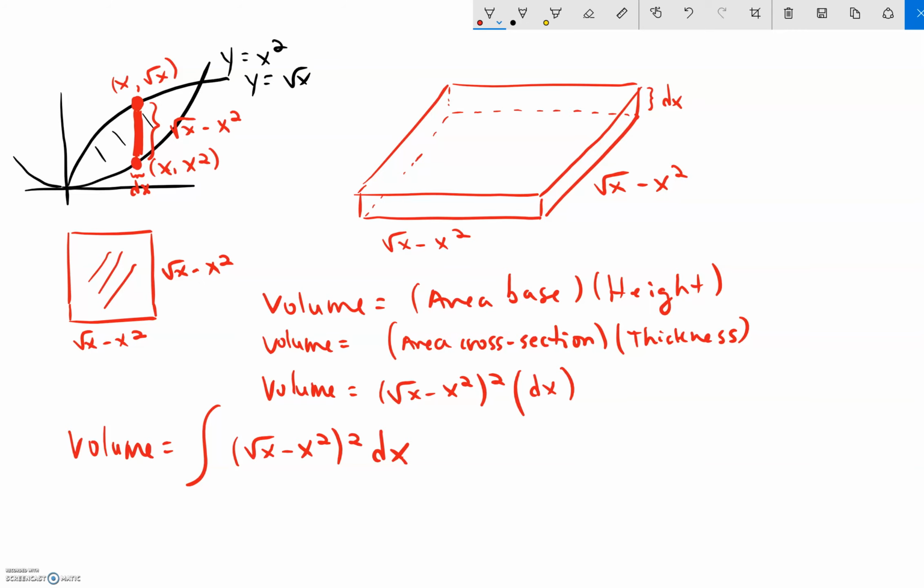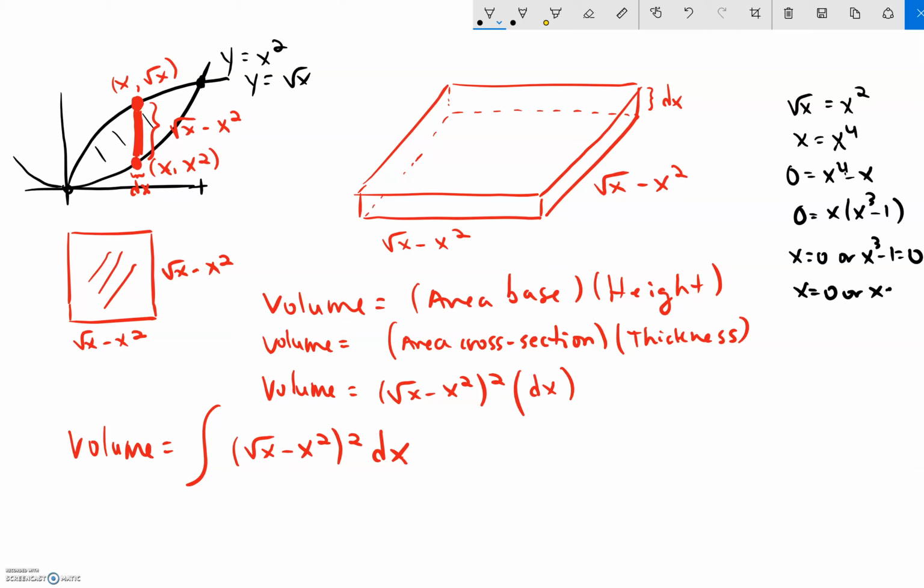I need to know the limits of integration for this particular problem, meaning I need to know these points of intersection. Because if I have a dx in the problem, I know my limits of integration go on the x-axis. So I need to know where the square root of x is equal to x squared. Where do those two functions intersect? If we square both sides, we get the equation x equals x to the fourth. If we set it equal to 0 and factor out an x, we end up with x being 0 or x cubed minus 1 being 0, which gives us these two values.